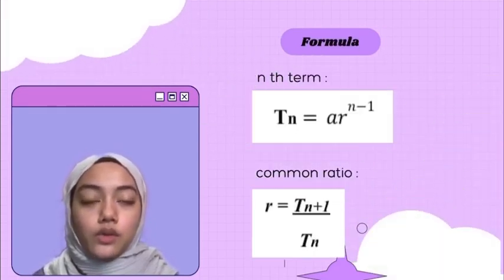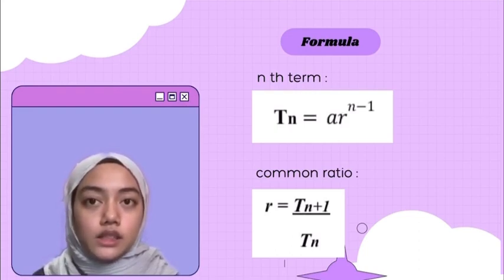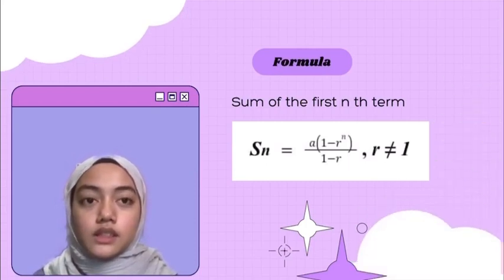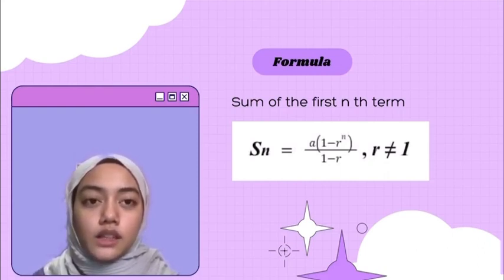Now we have the formula to find the common ratio and the nth term for a geometric sequence. Next is the sum of the first n terms, Sn. So here is the formula for Sn of geometric sequences.